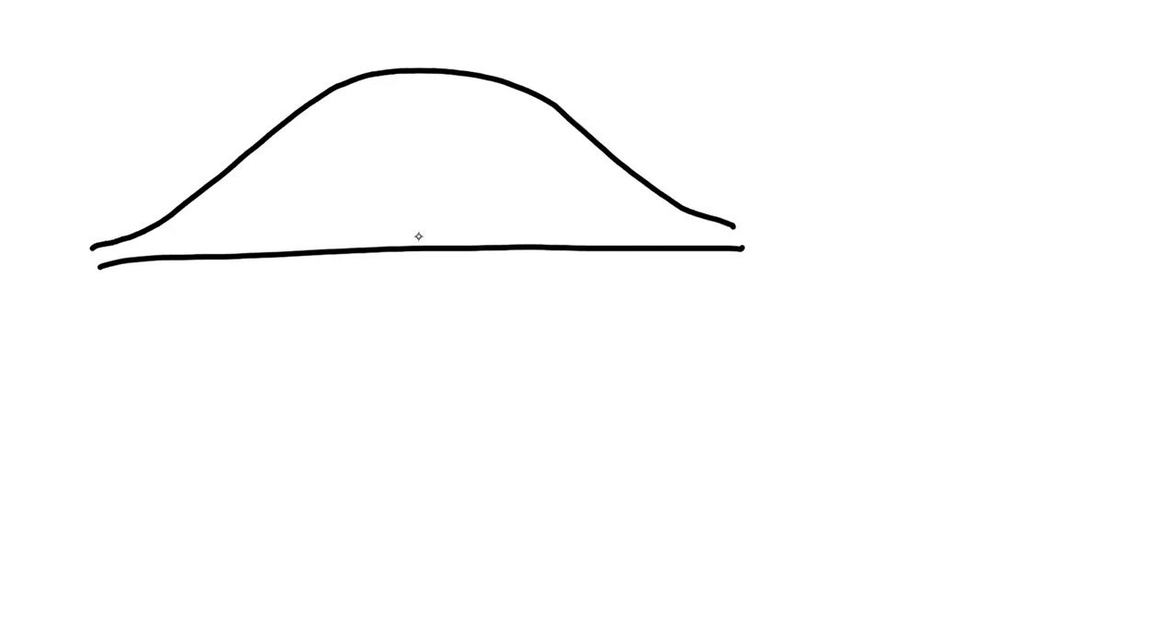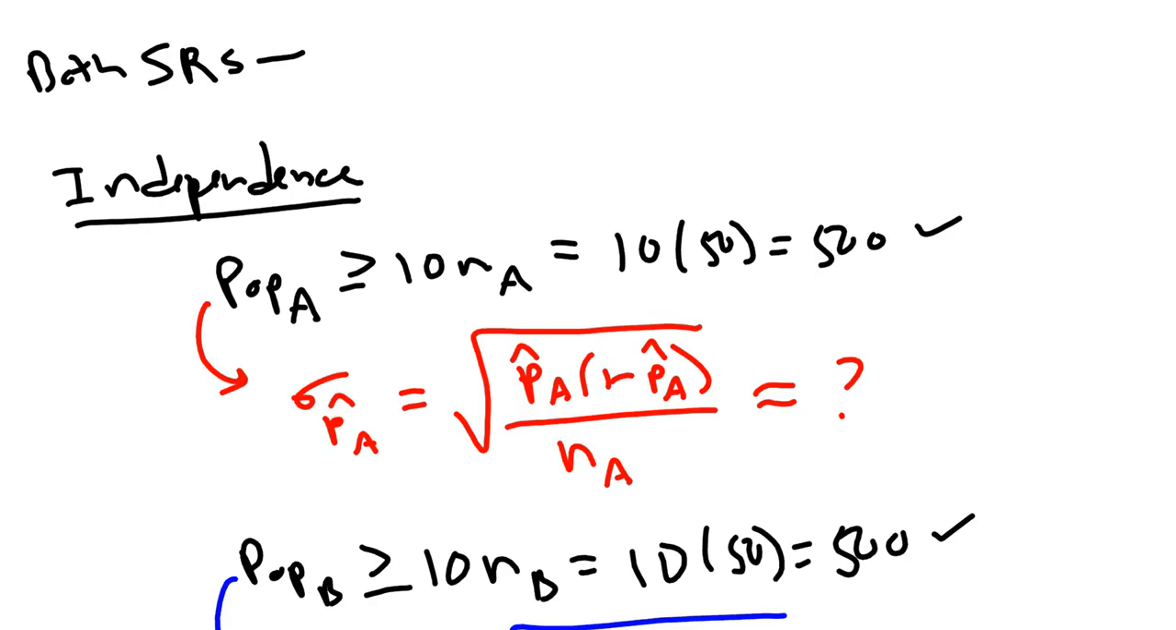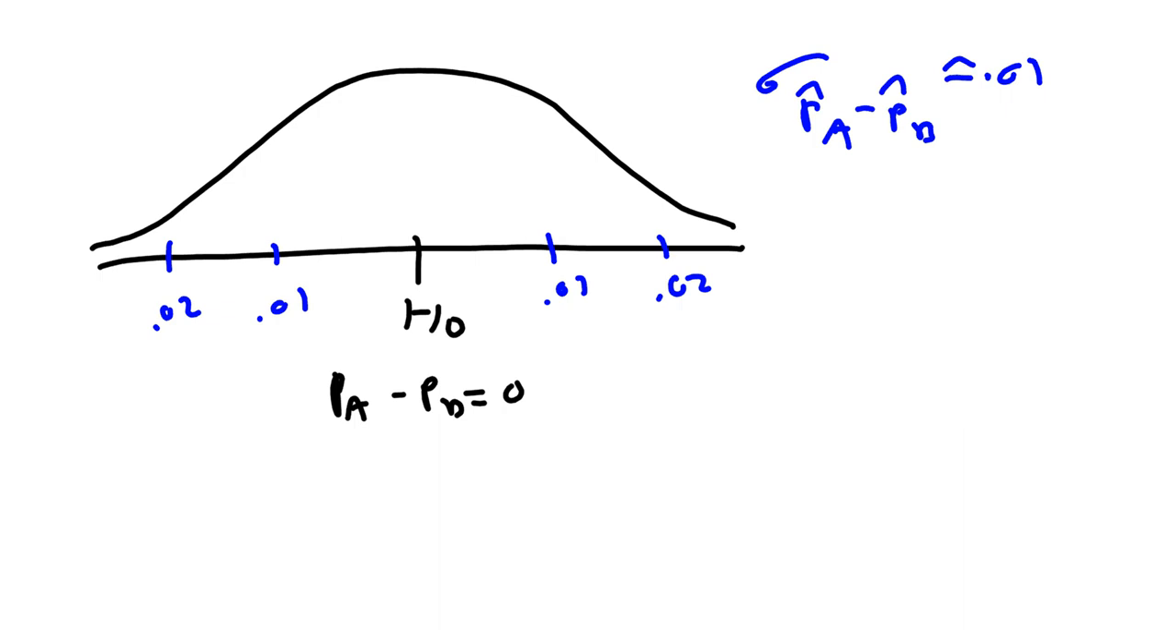It's pretty close. We put HO in the middle, which in this case is p sub A minus p sub B is equal to 0. And then we mark off our standard deviation. Our standard deviation of p hat sub A minus p hat sub B, we rounded it to 0.01. So we'll mark off 0.01 here, 0.02 here, and then here we'll go 0.01, 0.02, and so forth. So looking at this, it seems like the standard deviation is pretty small.